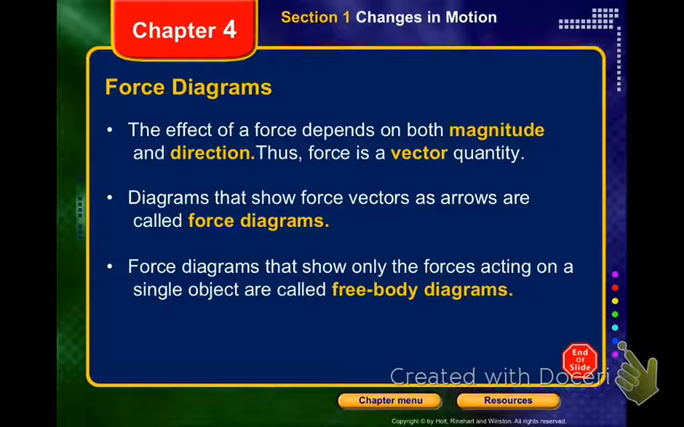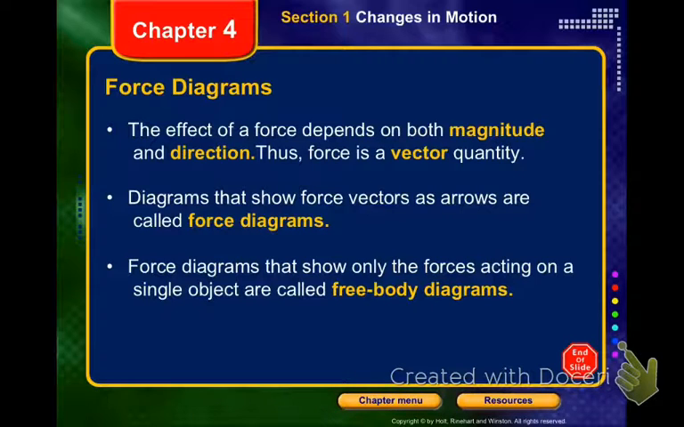Looking at changes in motion, we are going to have to do some more drawing. We're going to be drawing stuff that's called force diagrams. This is going to show your force diagram. The arrows that you draw are going to have to show magnitude and direction. So the longer the arrow, you're telling me that that force has more magnitude than something with a short arrow. And we've already talked about vectors before. So the diagrams that show these force vectors are called force diagrams, whereas force diagrams that show only the forces acting on a single object are called a free body diagram.